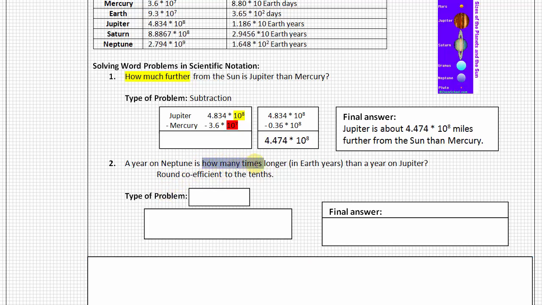This phrase right here, how many times longer, those are our keywords that are telling us that we want to know how many times something goes into something else, so we're going to do division. So now we need to decide how we are going to set that division problem up. Well, we have a year on Neptune. We want to know how much longer that is. We're going to take Neptune divided by Jupiter.